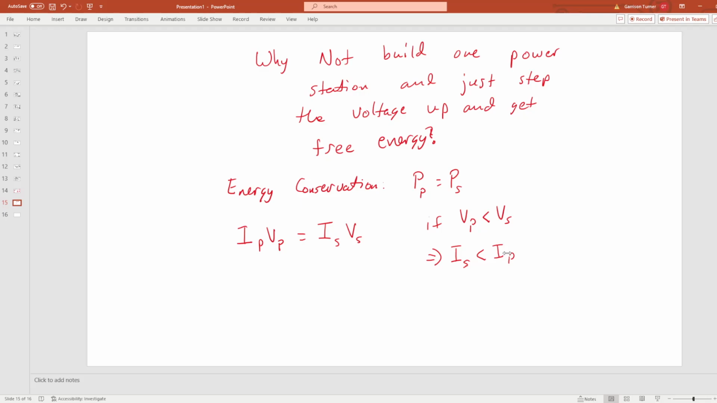So you can't get energy for free, okay? So even though a transformer is a really good way to mitigate voltage or control your voltage, you can't get free voltage, okay? That is the point.